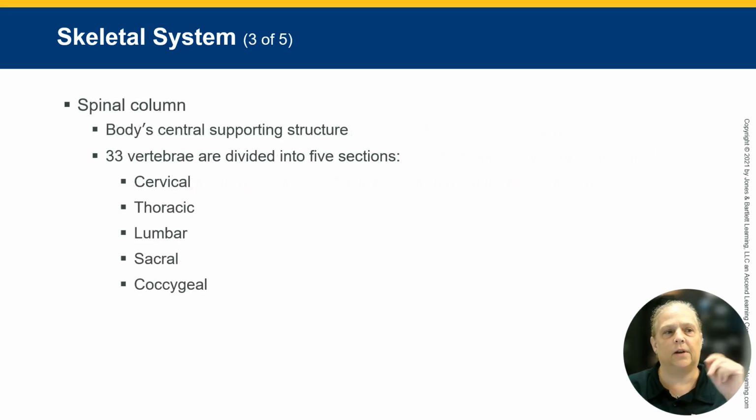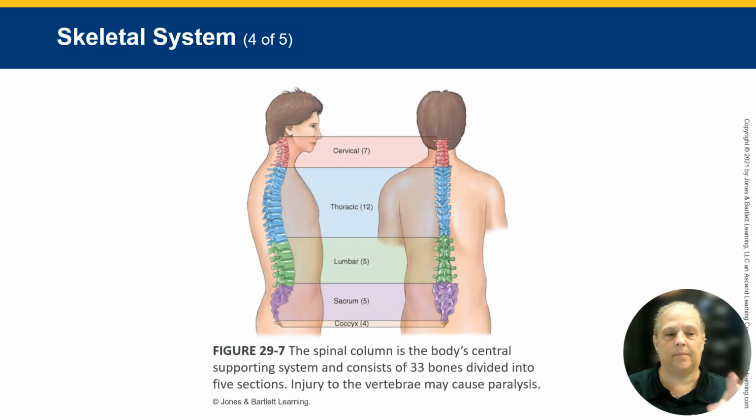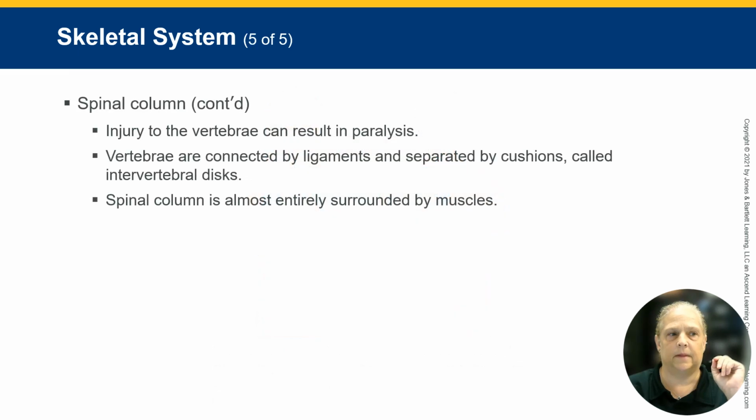And your spinal column, you have 33 vertebrae. How many in each section? You should know that. All right, we have talked about this before. If you don't remember, figure 29-7 shows you exactly how many for each one. If we have an injury to a vertebra, it can cause paralysis, okay?